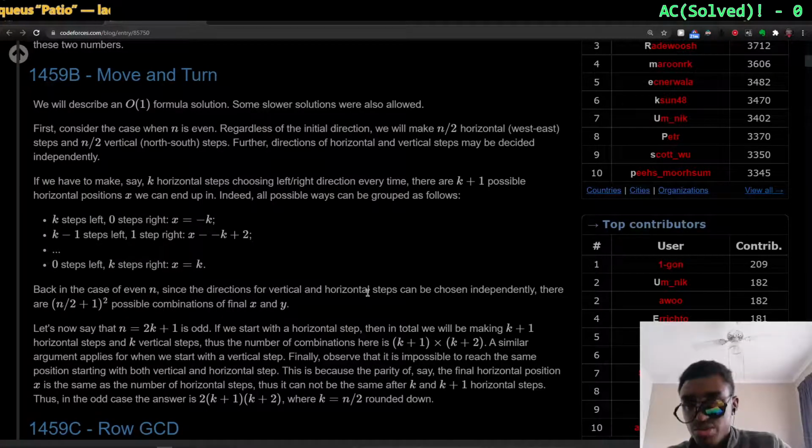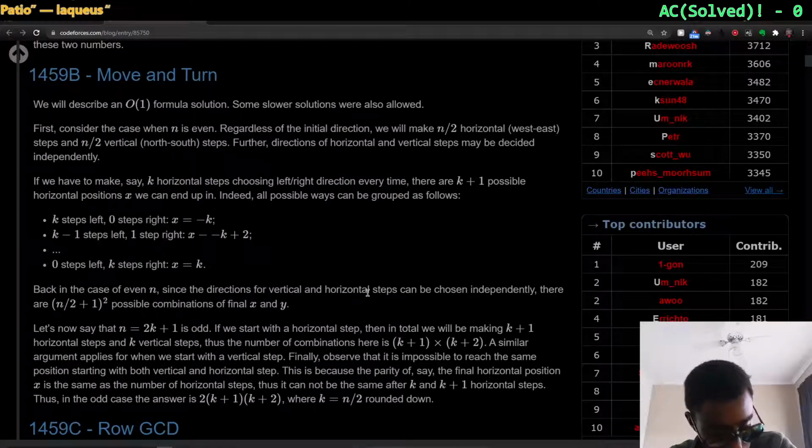I mean, the same goes for the y if it's even. It's essentially just going to be k plus 1. K would have been 1. Then we'd have to add 1. Square that, and then we get the number of outcomes. It's interesting. Okay.